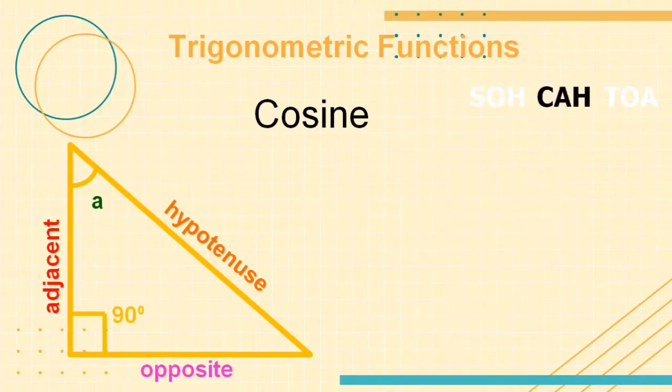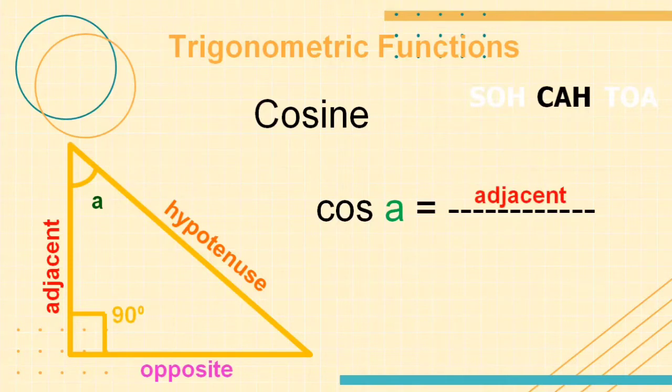Next we have CAH, C-A-H. The first letter is C. That stands for the trigonometric function cosine, and the corresponding ratio, which will be adjacent side and the hypotenuse. So with respect to angle A, that would be cosine of A is equal to adjacent side divided by its hypotenuse.